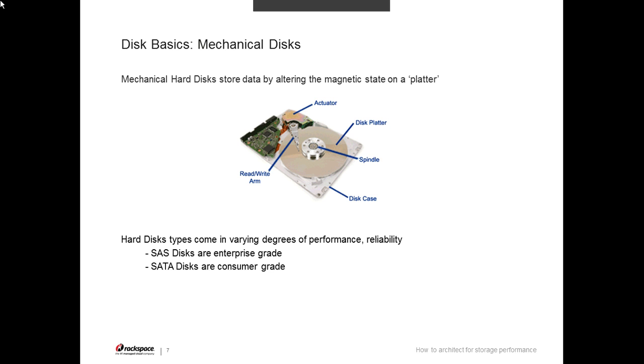Now, one thing further to mention is that the most common types of mechanical disks today are your SAS and SATA disks. SAS disks tend to be more reliable and better performing and therefore are considered server grade, whereas SATA disks tend to be focused towards the consumer market.